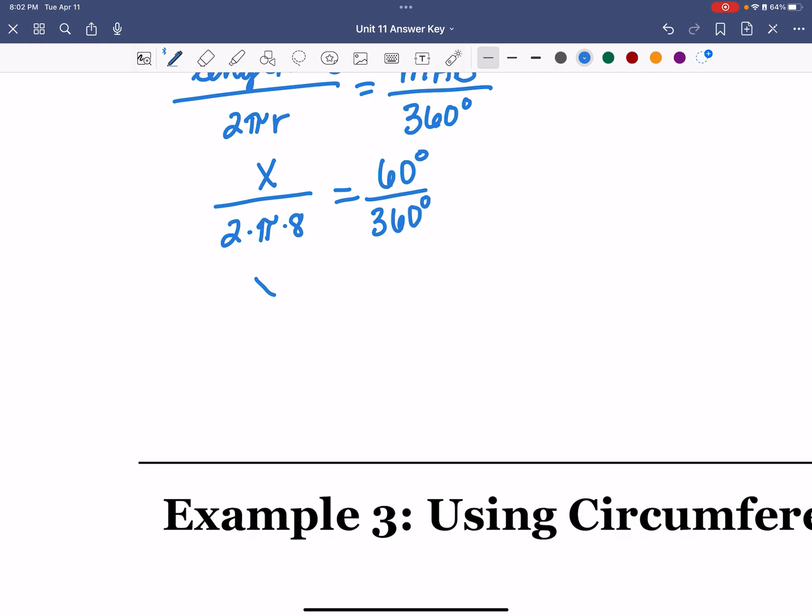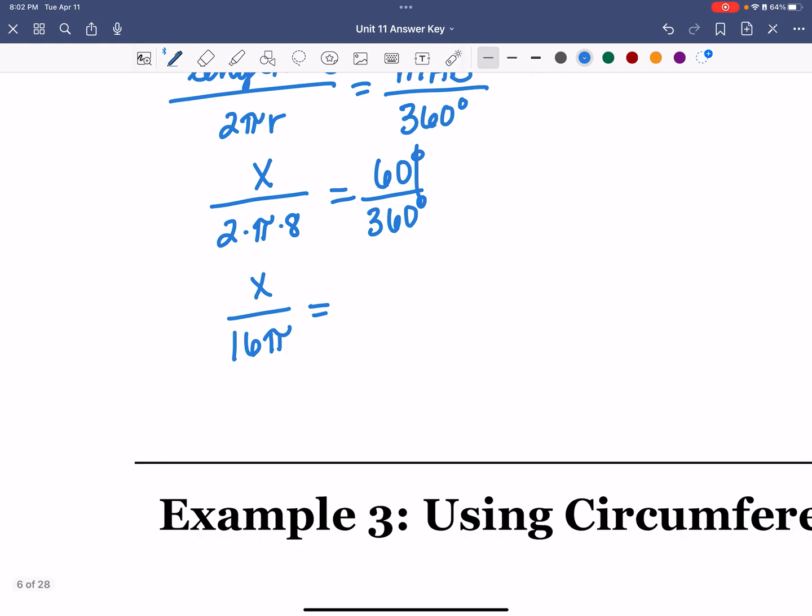My left side is going to say x over 16 pi. And my right side I can reduce a lot. I'm going to get rid of this degree sign because a degree over degree can cancel that specific unit of measurement out, since I'm wanting to leave it in a different unit of measurement since it's length. I want it in centimeters. The other thing is, since I have 60 over 360, I can get rid of those zeros. It gives me 6 over 36, which is an easy reduce to 1 over 6.